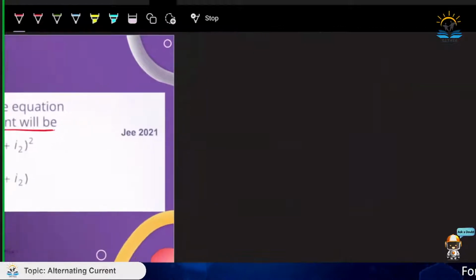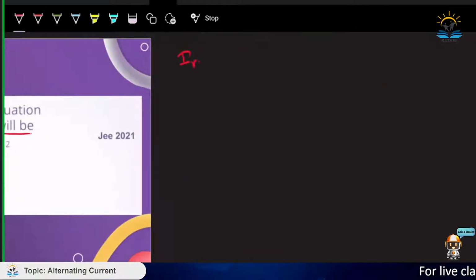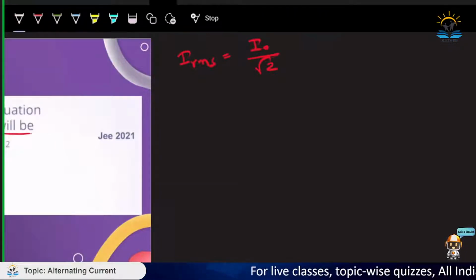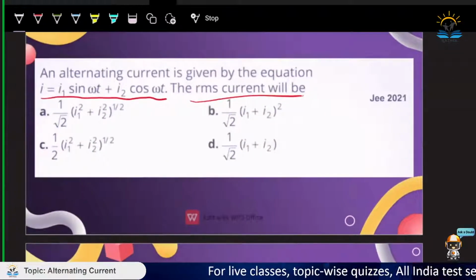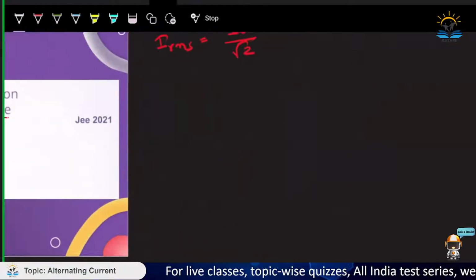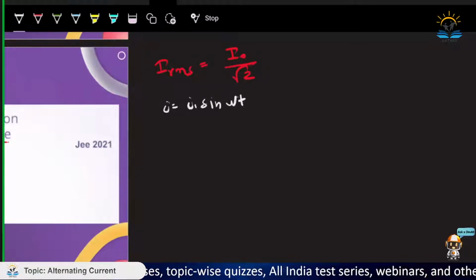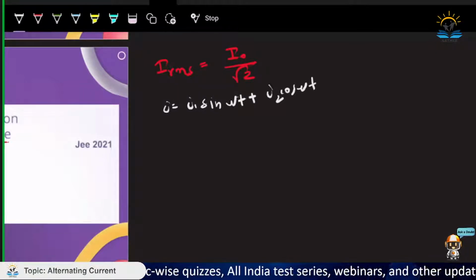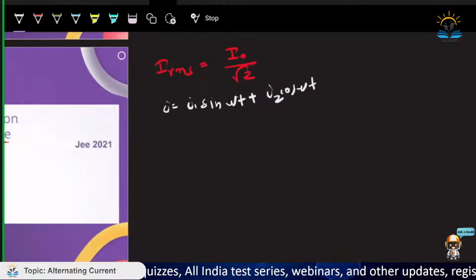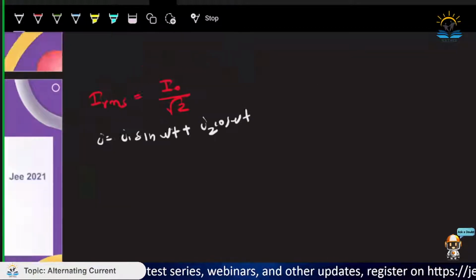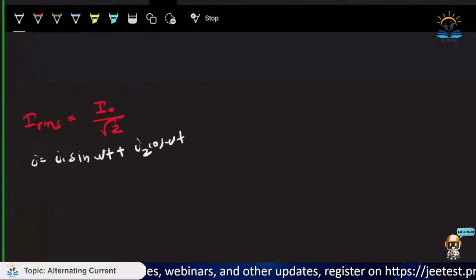We know that the RMS current is the peak current divided by root 2. So we have to find I RMS, and for that we have to get the peak current. The instantaneous current is given as I1 sin omega t plus I2 cos omega t. So we have to find the maximum value of this expression, which we have already learned from maths.